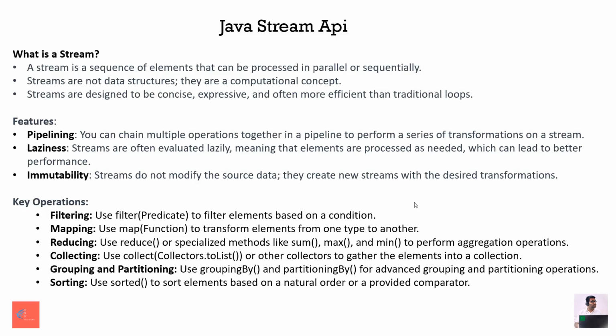Let's see some key operations, that is filtering. We can filter data, we can map one data to another data, that is transform it. Reducing: we can reduce the data by using some methods like sum, max, min. We can collect data into a list or set or any as per our requirement. We can group and partition data. We can sort data with the help of these stream operations. Let's see some code examples for stream also.